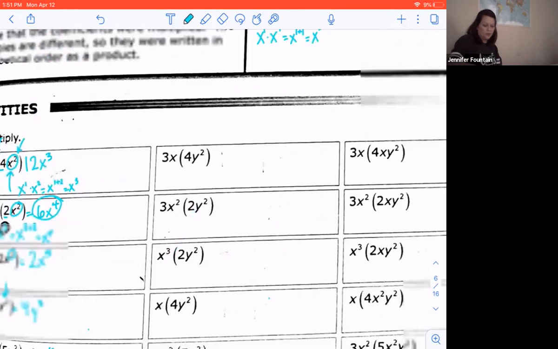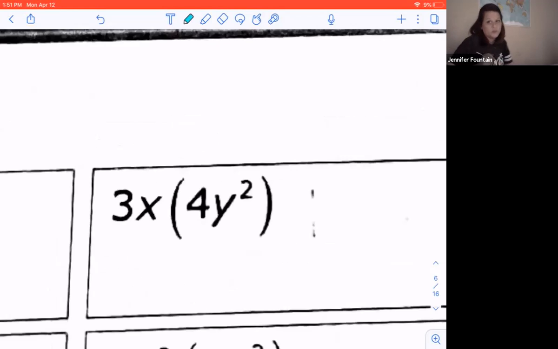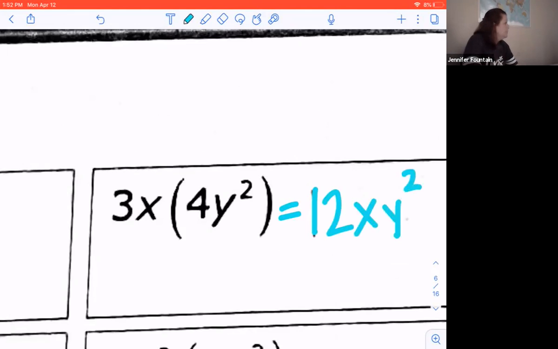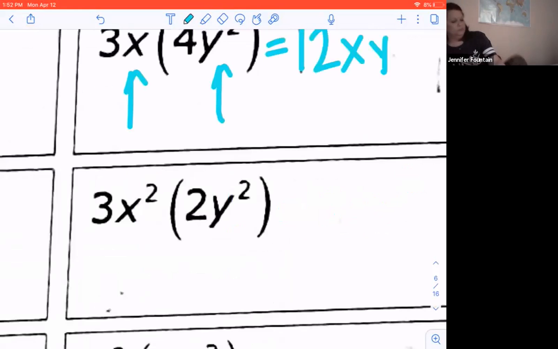All right, notice in the middle row, we have different variables here. Remember, if my variables are not the same, I cannot combine them. What's the only thing that I can multiply together in this one? 4 and 3. And what is 3 times 4? 12. And then I'm going to list these in order alphabetically, x, y squared. So the x stays the same. Y squared stays the same, but I just list them in order alphabetically. Remember that when they're listed out like this and there's no signs in between them, I understand it to be multiplication.